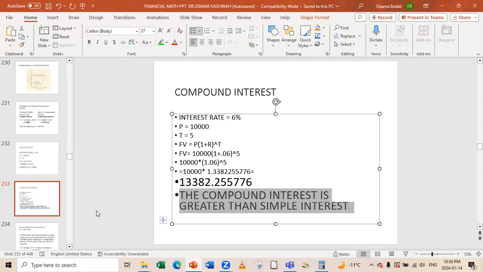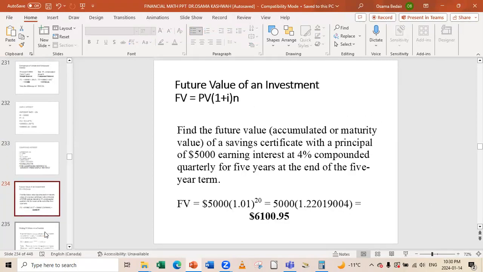Consequently, because we count the interest based on the principal plus the interest as well, every time we calculate based on this. So in this example, we saw that compound interest is always greater than simple interest, even for the same period of time.